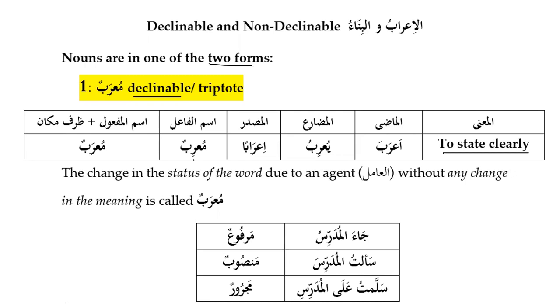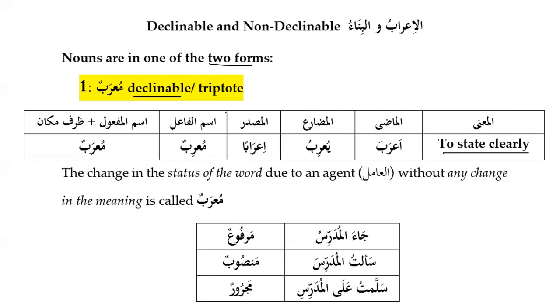And if you remember, in the derived forms of the verb, ismul maf'ul and dharf makan are the same. So either it's the receiver of the action, ismul maf'ul, or it is used as dharf makan. Do you remember the example we discussed? Salla yusalli, to pray. The person who prays is called musallin, and the place where we pray is called musalla, right? The one who is prayed upon, like if someone dies and we pray upon him, is also musalla. And the place where we pray is also called musalla, the place of praying.